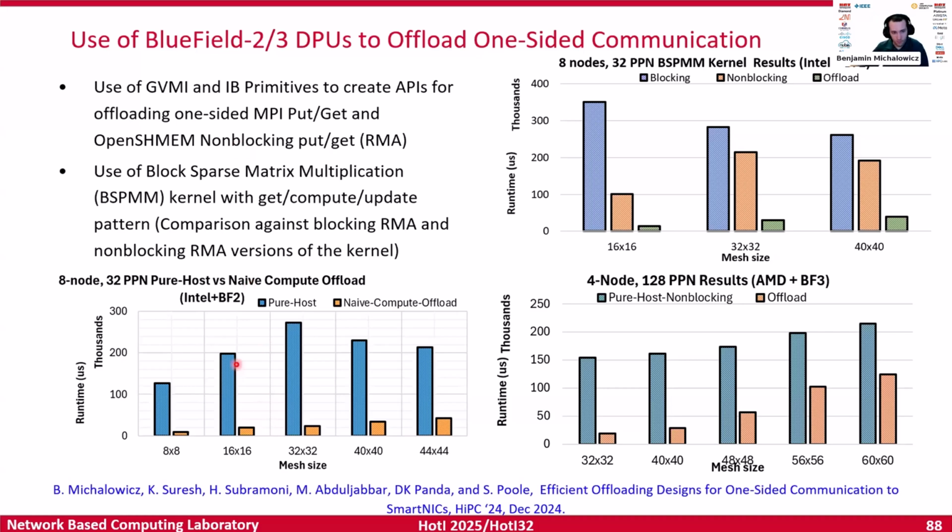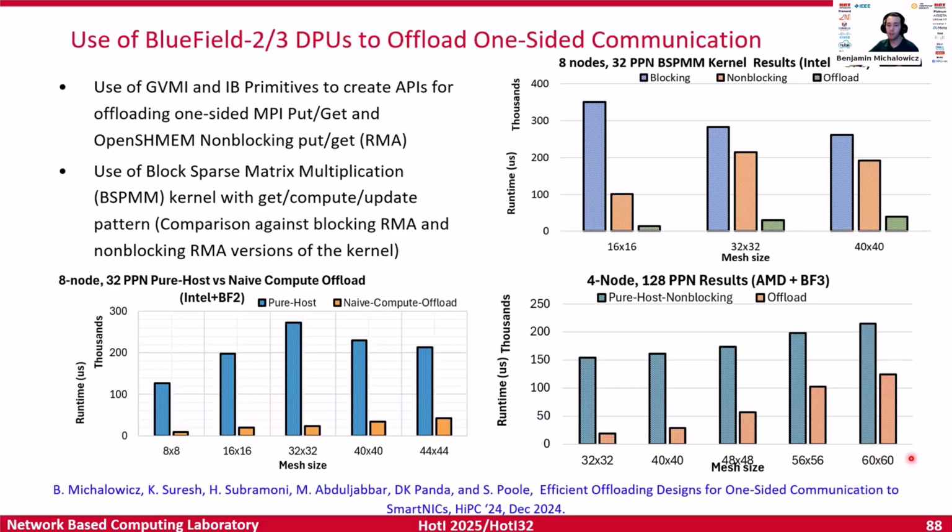So in these three charts, we look at the block sparse matrix multiplication kernel, where we utilize non-blocking get operations or blocking operations depending on the kernel. And we showcase the benefits of offloading the communication in the non-blocking kernel to the DPU, where we see up to 90% benefit at large message sizes, where this 40 by 40 mesh results in message sizes of up to 1.5 megabytes or so being thrown around.